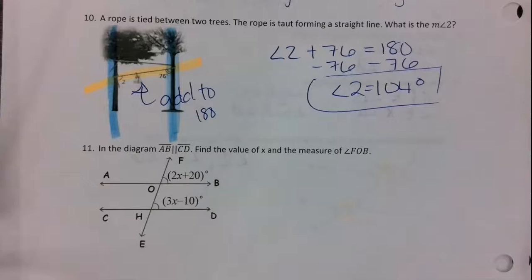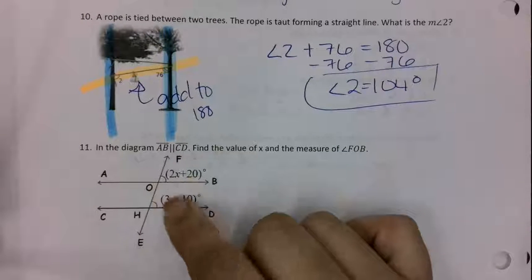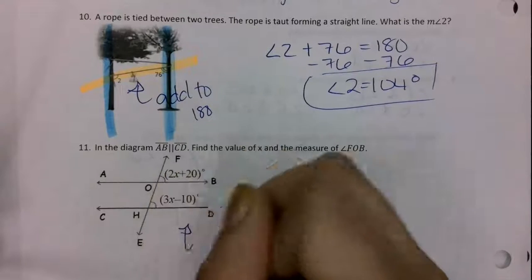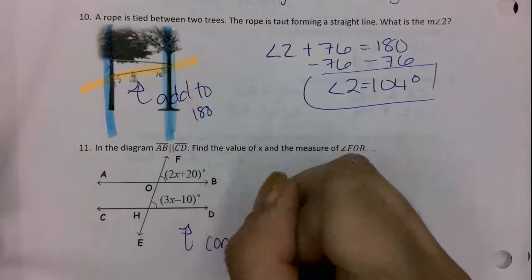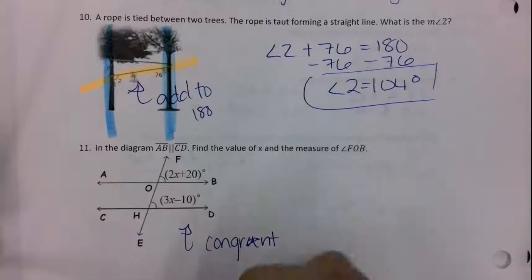Okay. This one, it's telling me that the lines are parallel, and then because they're corresponding angles, they're congruent.